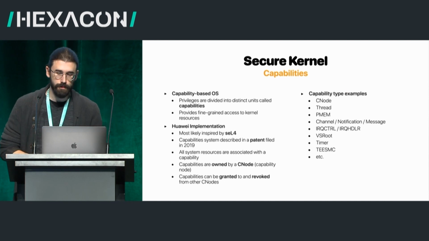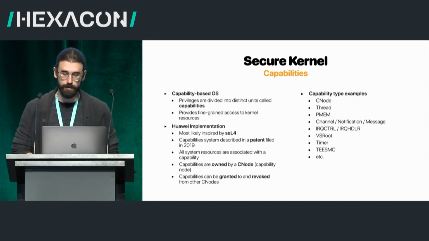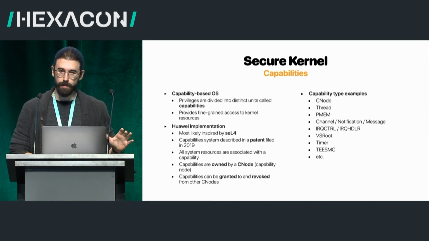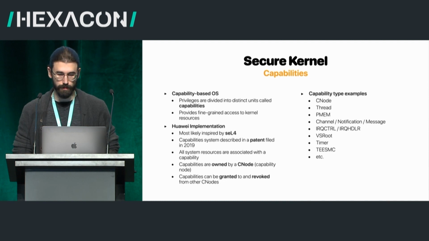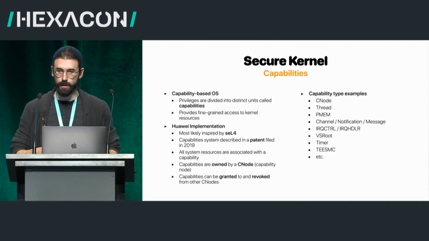Regarding security in the secure kernel, one of the most important aspects, in our opinion, is most likely the capability system. A capability-based OS divides privileges in order to provide fine-grained access to kernel resources. Reverse engineering this capability system from Huawei was a bit confusing at first. We didn't really understand what was going on. It took us a bit of time. But luckily enough, we also managed to find a 2019 patent from Huawei in Chinese. So thank you, Google Translate. And it described really the internals of this capability system, which was really helpful.